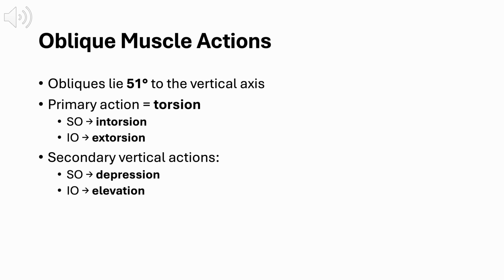The superior oblique contributes to depression of the eye, particularly when the eye is adducted, and the inferior oblique contributes to elevation, again most evident in adduction.